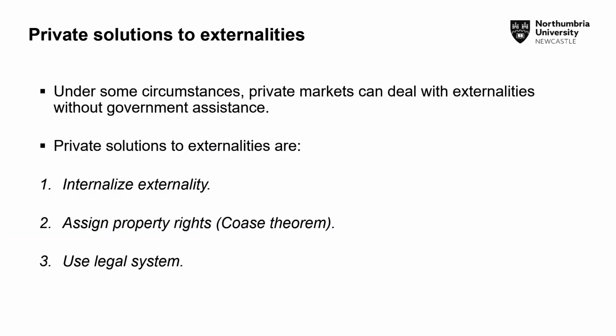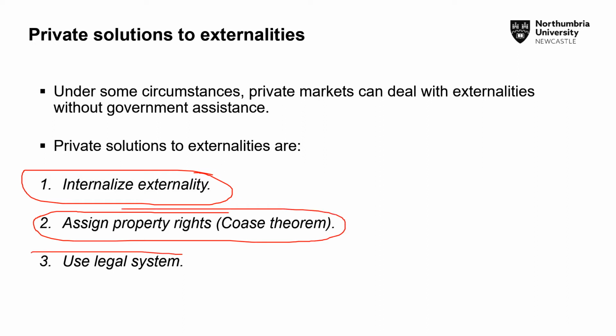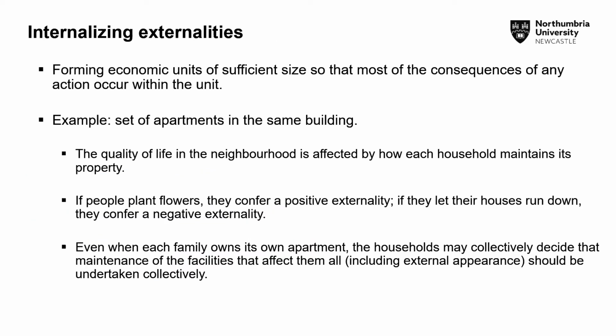So how can we effectively resolve externalities, or how can we promote positive externalities and discourage negative externalities? Well, some private solutions are as follows. Number one, to internalize an externality. Number two, to assign property rights, and then also to use the legal system. And we'll discuss these in turn on the slides that follow.